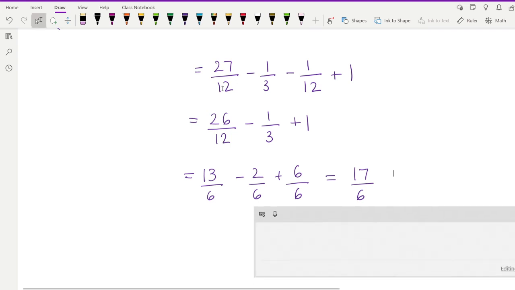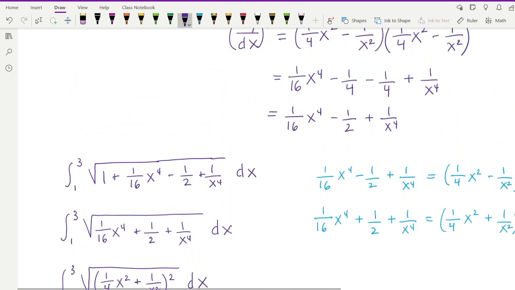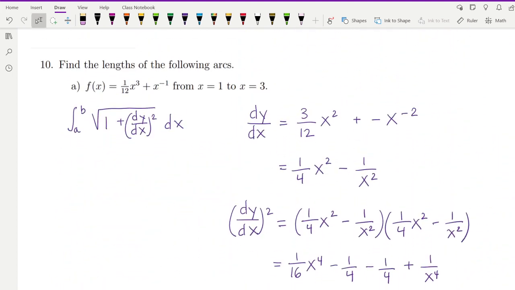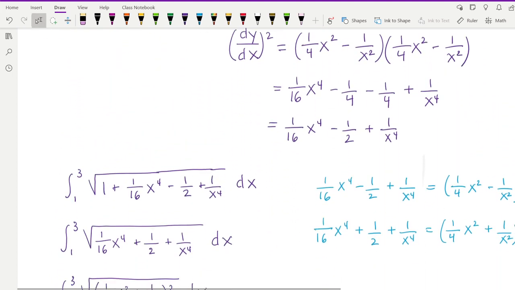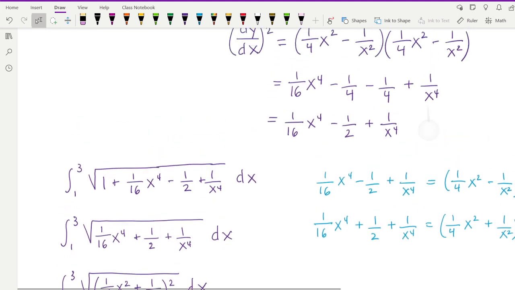I'm just double checking that that matches with... yes, it does. Great. So again, kind of a tricky example, probably trickier than what I would give you on the test, but I think this is a pattern that comes up fairly often with arc length, so it's a good one to be aware of.